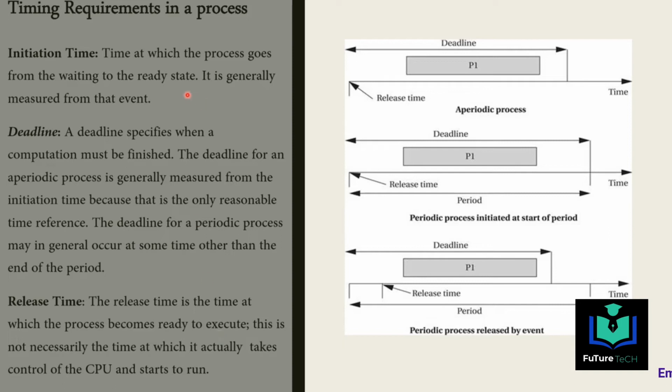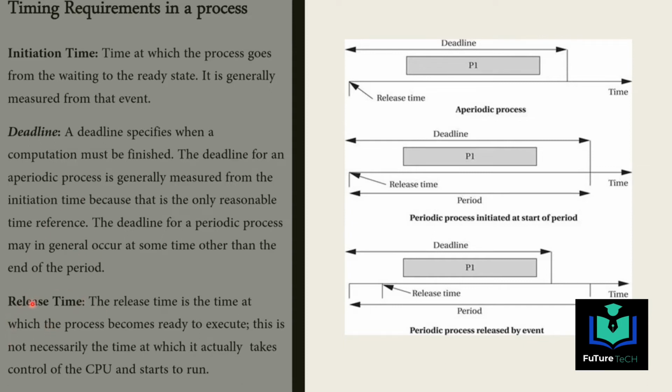You know that initiation time is the time at which the process goes from waiting to ready state. Here, from ready state to execution state is called release time. This is not necessarily the time at which it actually takes control of the CPU and starts to run. When we learned about the scheduling of processes, we learned about three states: execution, waiting, as well as ready. So from waiting state to ready state is called the initiation time, and from ready state to execution state it is called the release time.